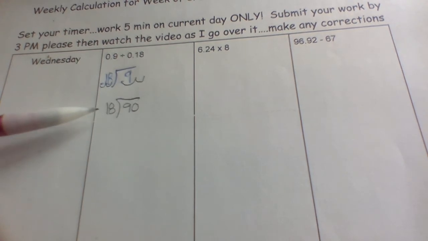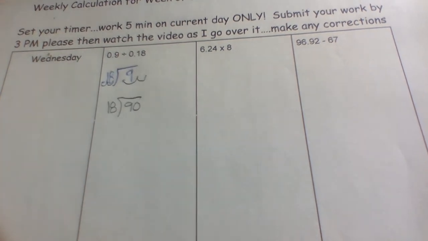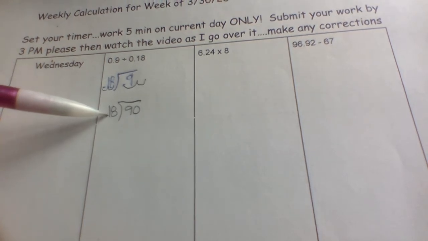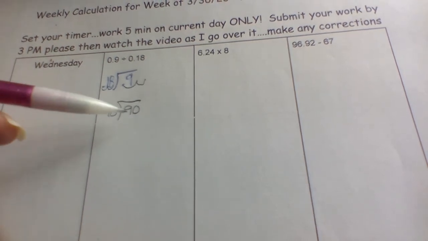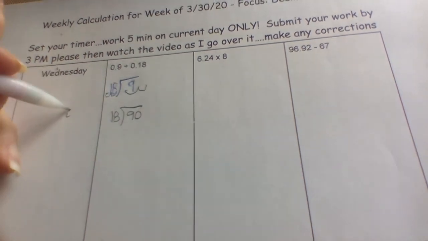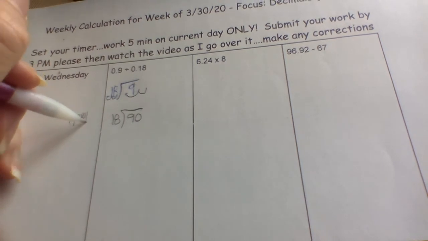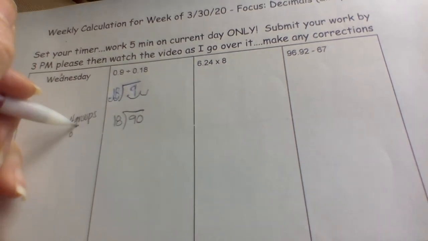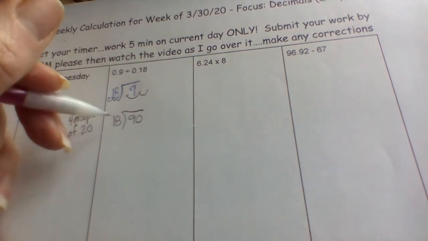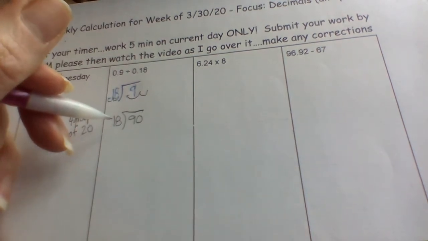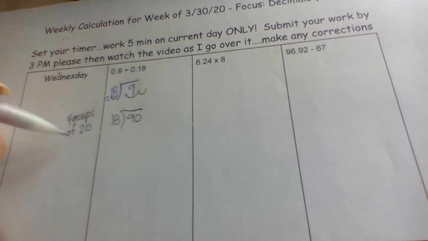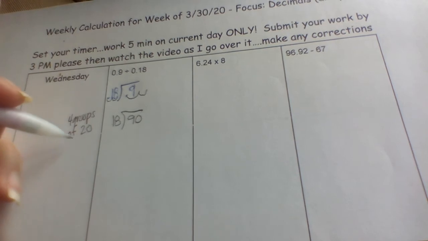So we need to start with our estimate. I'm going to round this up to about 20. If I know the 90 and I'm looking at 20, I know I can make 4 groups. I'm going to write over here so you see what I'm doing: 4 groups of 20. I know that 18 is less than 20, and 4 groups of 20 is going to be 80. So I'm going to be at about 4 and a half.